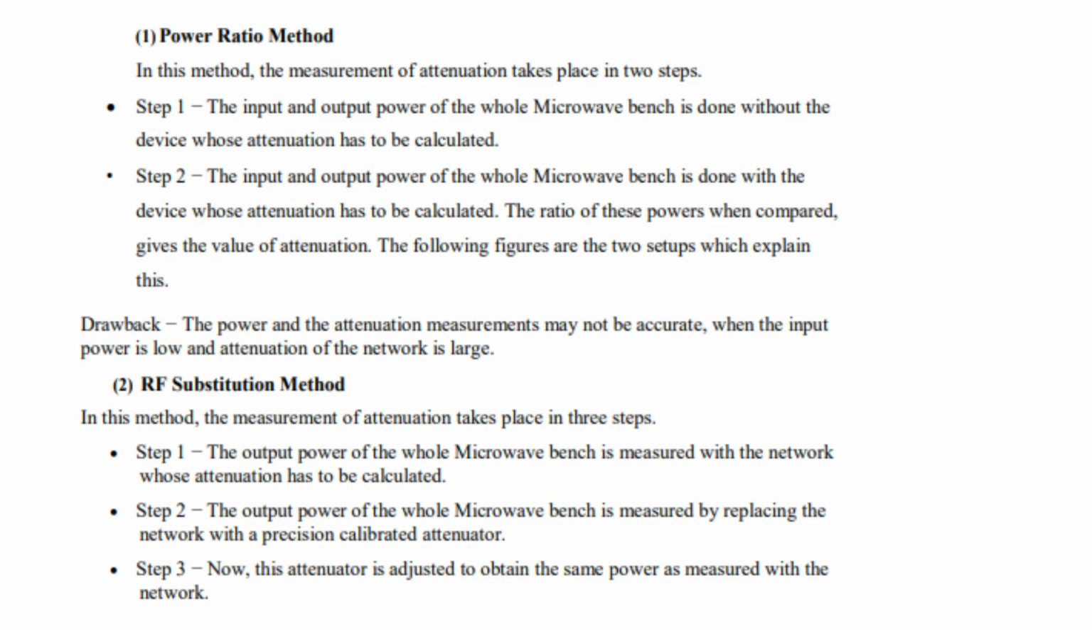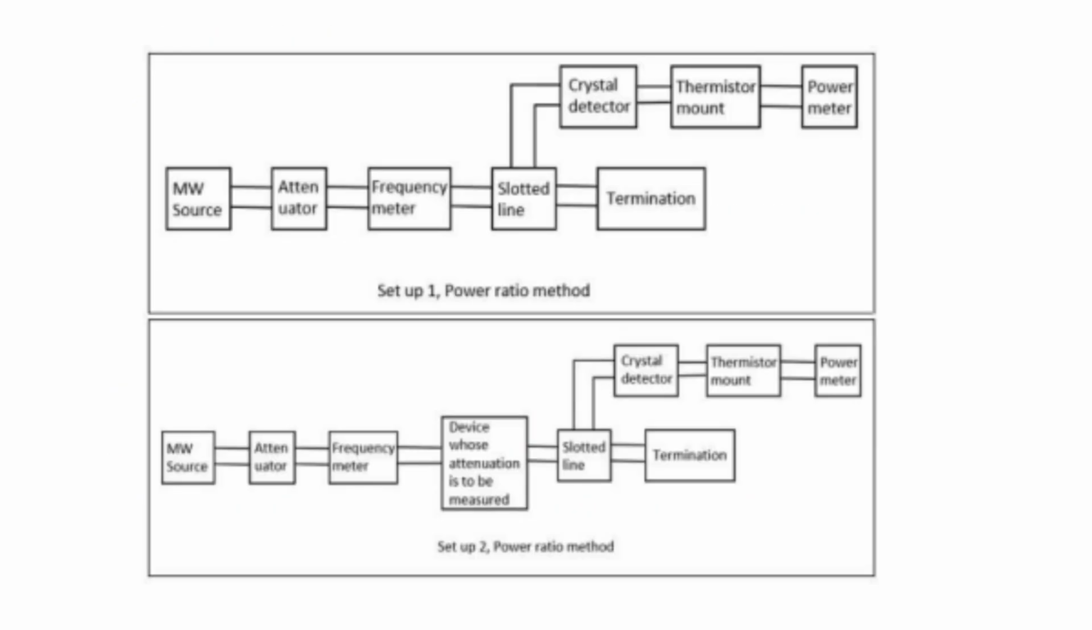In this method, the measurement of attenuation takes place in three steps. The first step is that the output power of the whole microwave bench is measured with the network whose attenuation has to be calculated. Then the output power of the whole microwave bench is measured by replacing the network with a precision calibrated attenuator. And step 3: the attenuator is adjusted to obtain the same power as measured with the network. These are explained with diagrams.